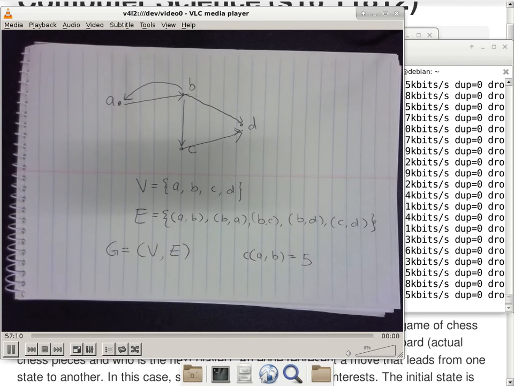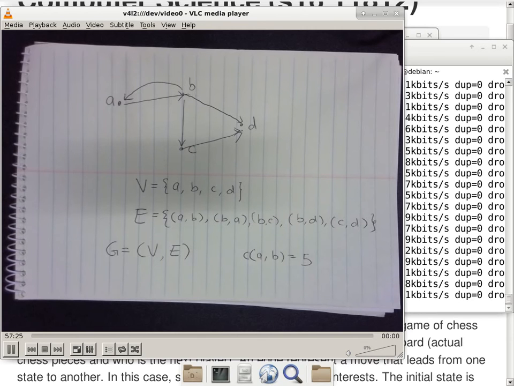Does the cost of AB ever tell you anything about the cost of BA? No, they're not implied. So in this case, one way can be more costly than the other way. That's a good question.